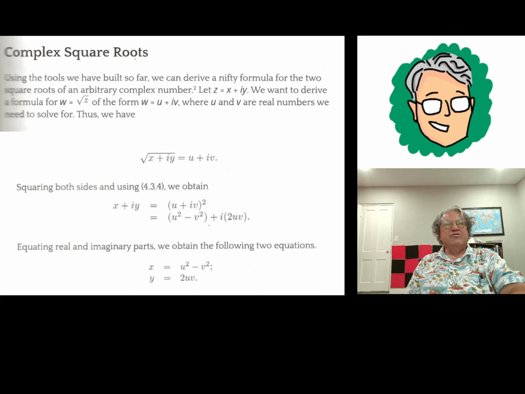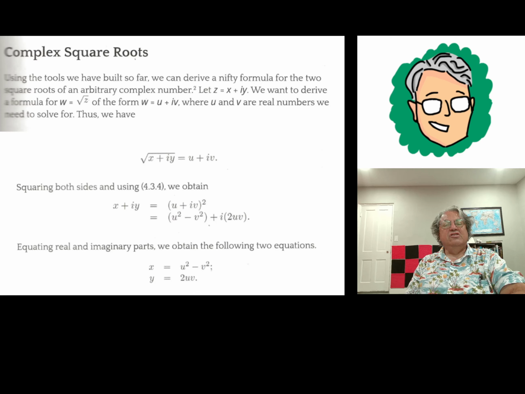We start with a number we want to take the square root of, which I'm calling x plus iy here. Sometimes we call it z, but z is x plus iy, where x is the real component, y is the imaginary component. And since the square root is going to be a complex number, we can write it as u plus iv for some unknown real numbers u and v. u is the real component of the square root, and v is the imaginary component.